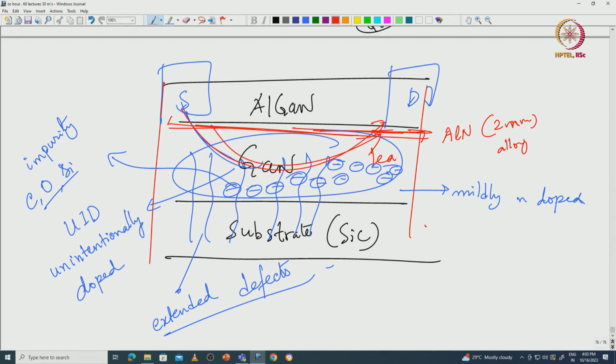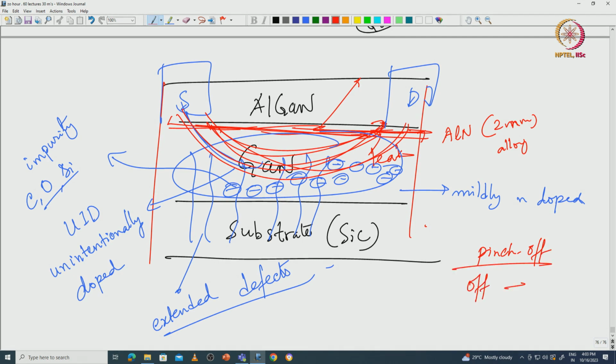This is a leakage path and you do not want that leakage path, because there is a 2D electron gas here. If the substrate, the buffer also leaks, then you are at a problem. You will have a hard time pinching off the channel. Your channel will not pinch off properly, your off current will be high and you have a leakage. It is not a good device.